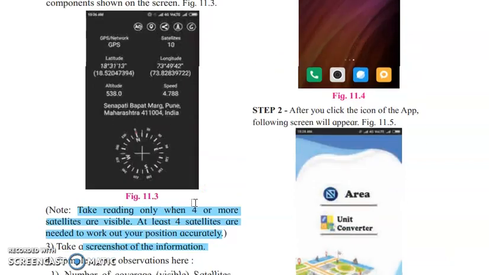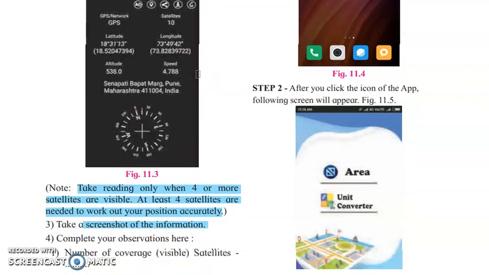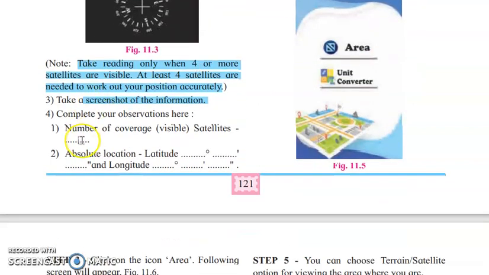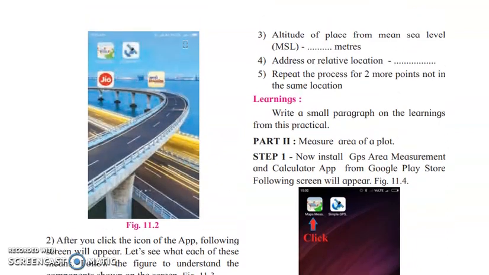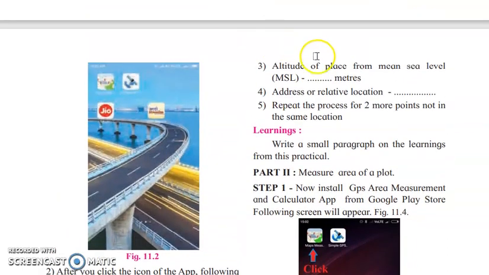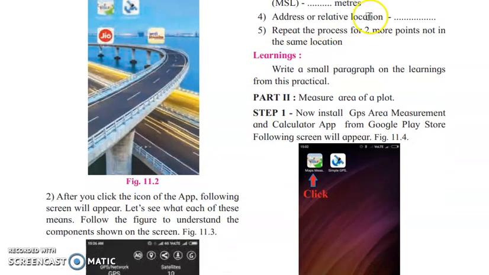Number of satellites कितने हैं? तो आपका आंसर होना चाहिए 10. So here the answer should be 10. After that absolute location, latitude और longitude. So यहाँ के readings, latitude और longitude के readings आप लोग लिखोगे. And then after that you have to write the altitude and the speed. तो यहाँ पे एड्रेस और रिलेटिव लोकेशन. तो एड्रेस आपको जैसे कि यहाँ पे दिया है सेनापति बापट रोड. So that is the address which you are going to write. And then at the last you have to repeat the process for 2 more points, not in the same location.